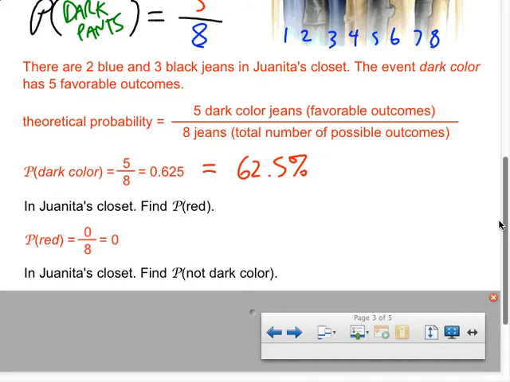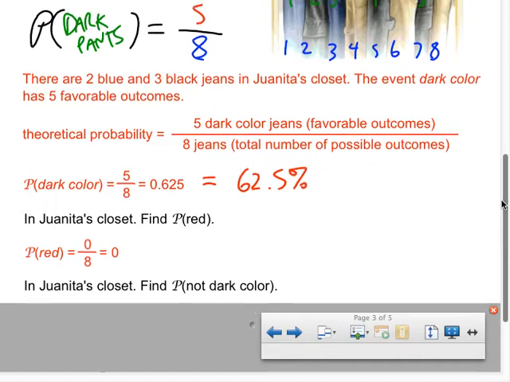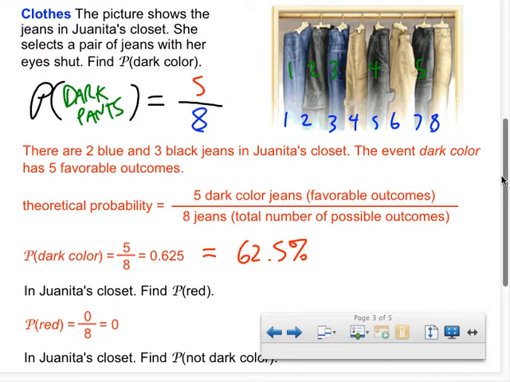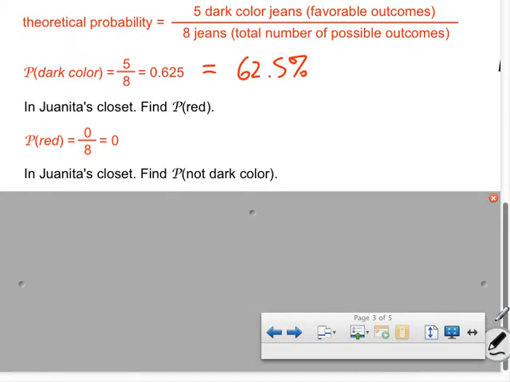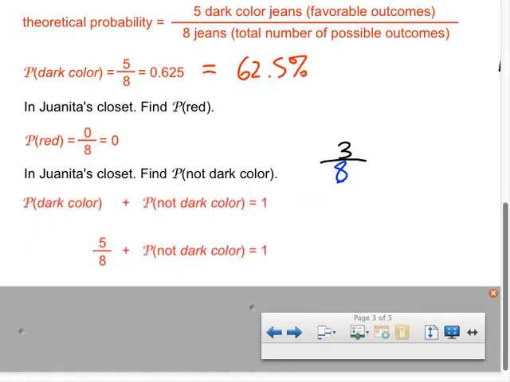Go ahead, Timothy. 3/8. How'd you come up with 3/8? Because there are 5 dark pants and so 1, 2, 3. We see she only has 3 out of how many total possibilities? 8. So 3/8. So here's our solution here.